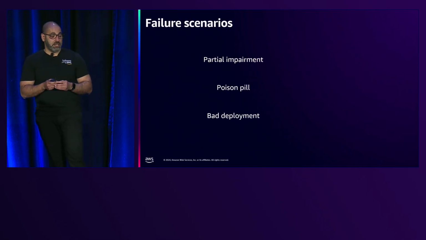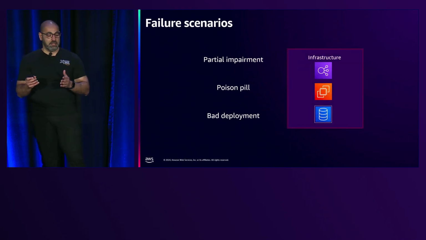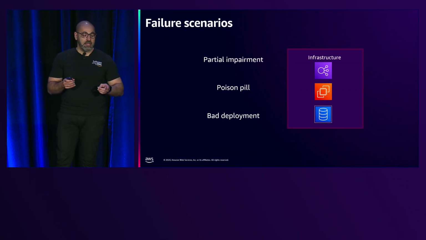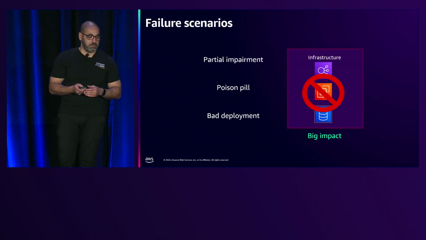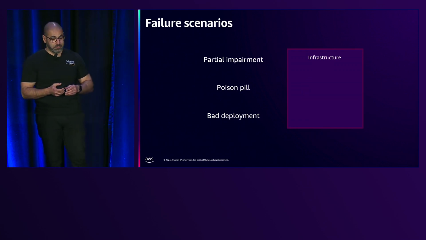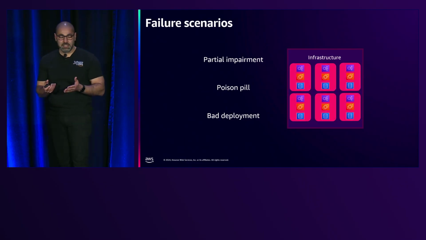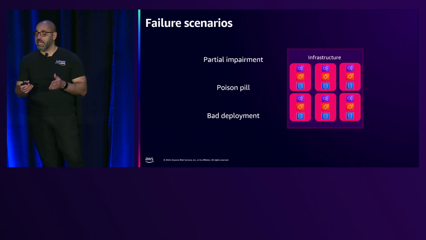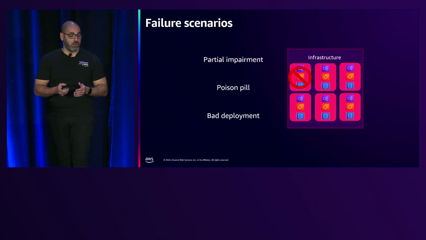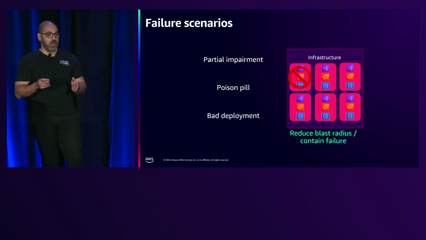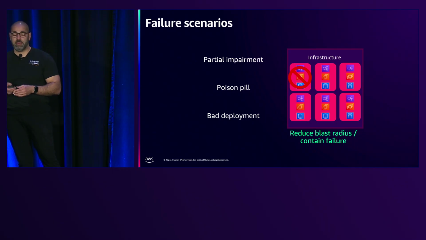So with these failure scenarios in mind, if we have a large boundary here, and any of these scenarios happen, then the impact is big because the blast radius is big. So what can we do here? We could further reduce the blast radius by creating smaller boundaries or cells and having a copy of our application in each of those boundaries. Now, if an issue happens, it will only be isolated within this boundary or within this cell, reducing the blast radius and containing the failure to be only within a defined boundary.